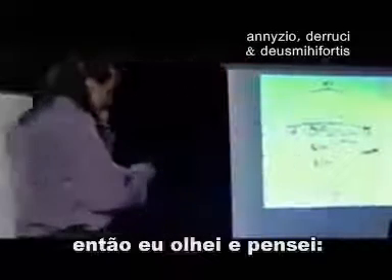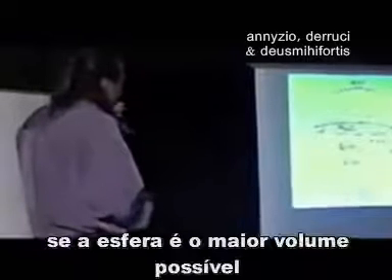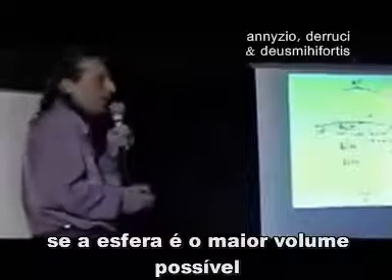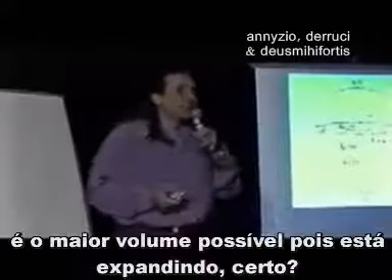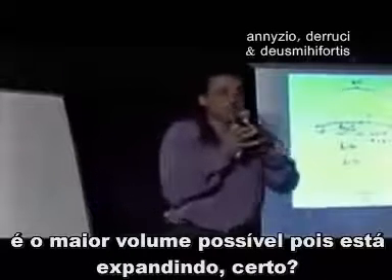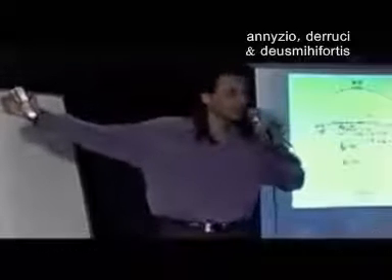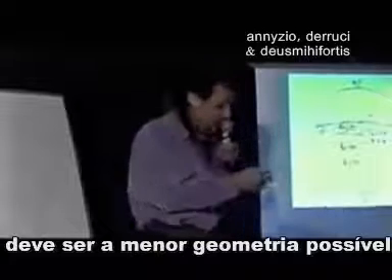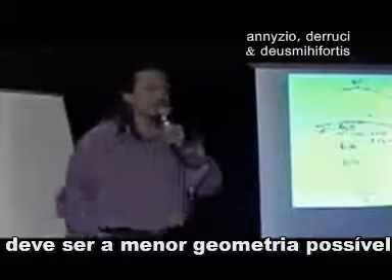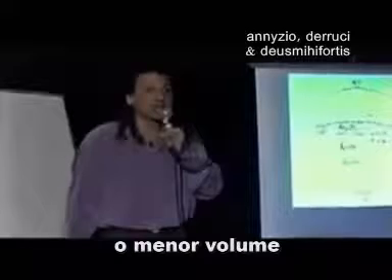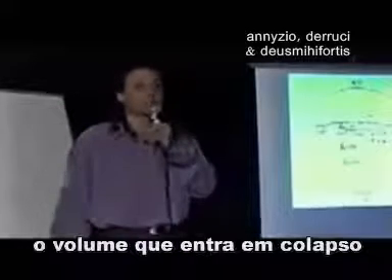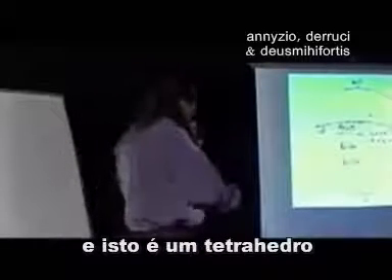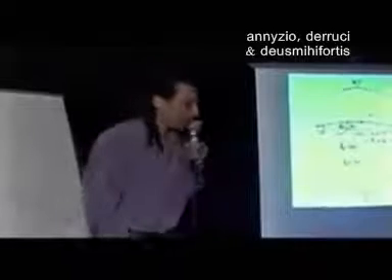So I looked and I thought, well, if the sphere is the highest volume possible, which it is, so it's the highest volume possible because it's expanding, right? Then the geometry of the collapsing vacuum must be the smallest geometry possible. The smallest volume, the volume that's collapsing. And that is a tetrahedron. Everybody here knows what a tetrahedron is?